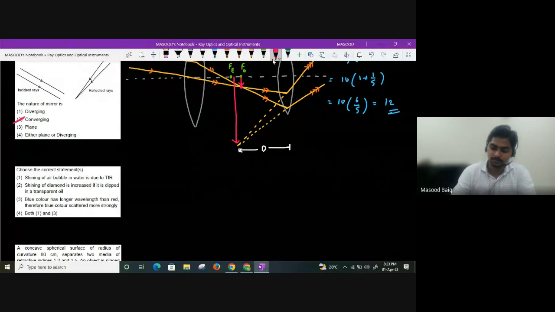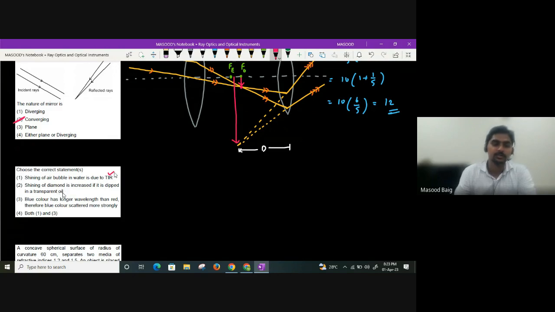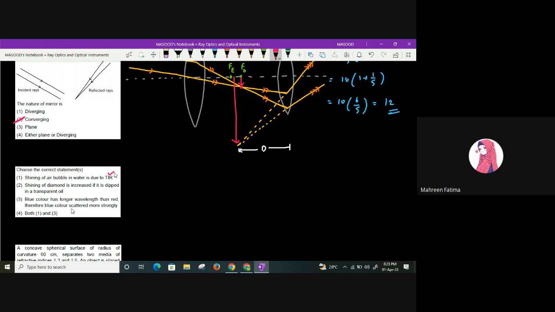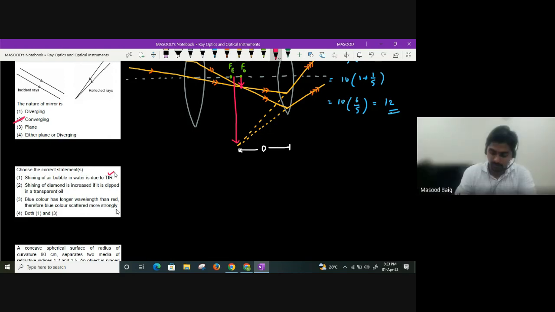Correct statement? Yes, it is a correct statement, guys. Shining of diamond is increased if it is dipped in a transparent oil, it seems. We'll talk about that. Blue color has longer wavelength than red. Therefore, blue color is scattered more. Correct? No, this is a wrong statement.